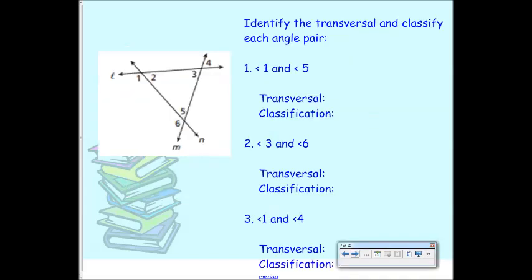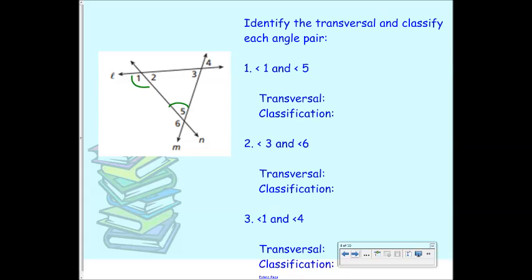What's happening here? Yeah, they're not parallel, right? So here they aren't parallel, but we still consider a transversal to be the one that cuts through it. So let's say I'm looking for angles 1 and 5. Here's angle 1. Here's angle 5. Which would be the transversal that cuts through both of those? Again, a transversal should be a line, right? So it's either going to be L, M, or N.